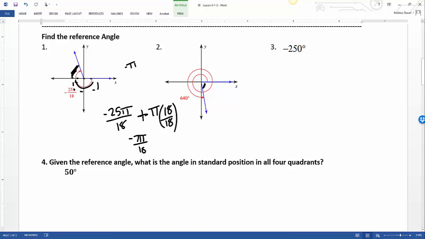Now your reference angle is always positive, and so in this instance, we just make it positive because it has nothing to do with negative rotation. But I do know then that what's left here is 7 pi over 18.